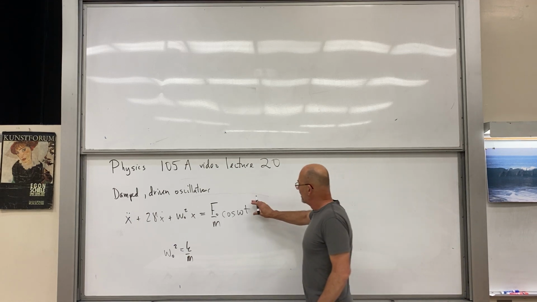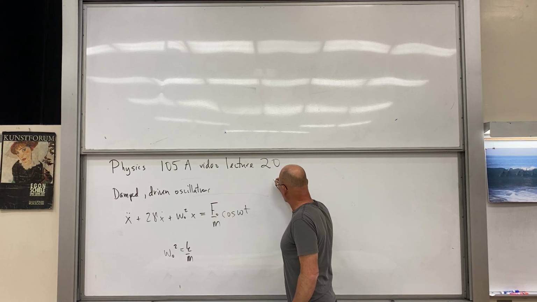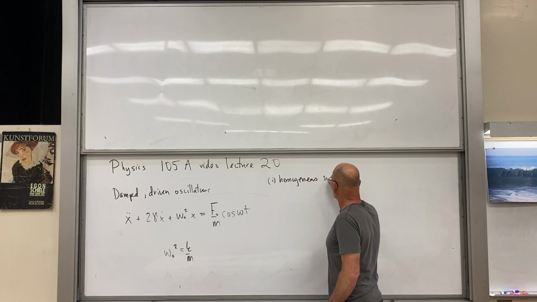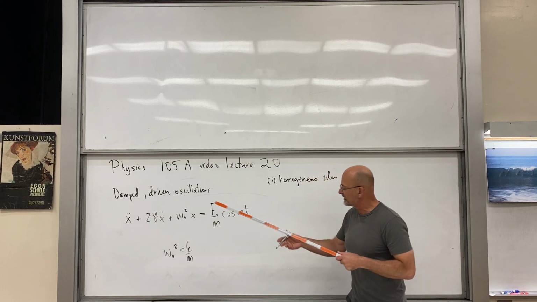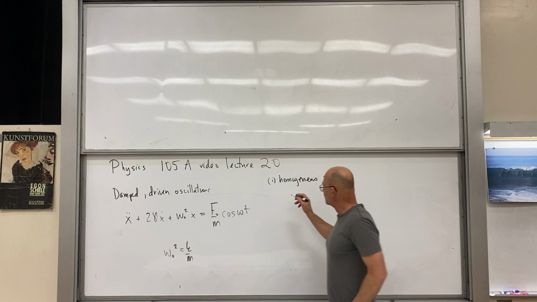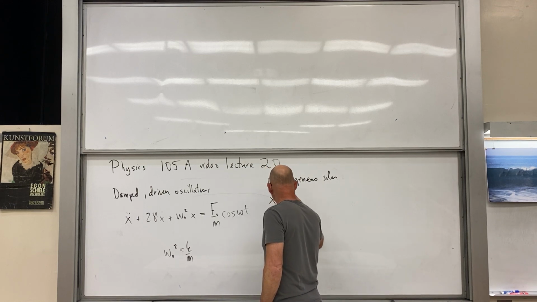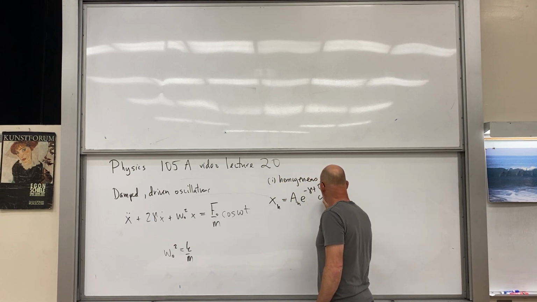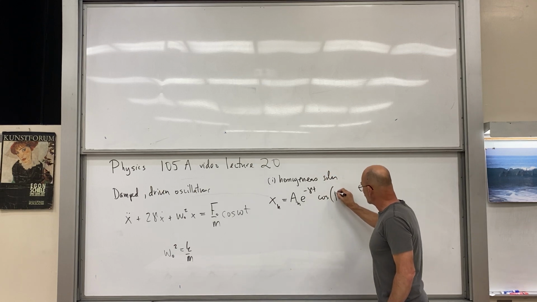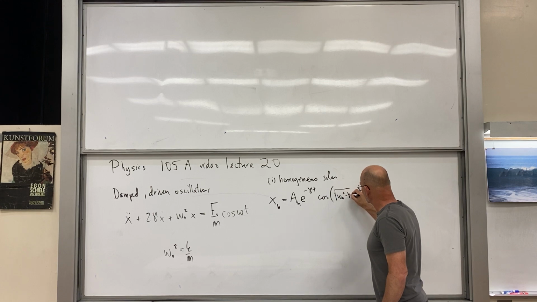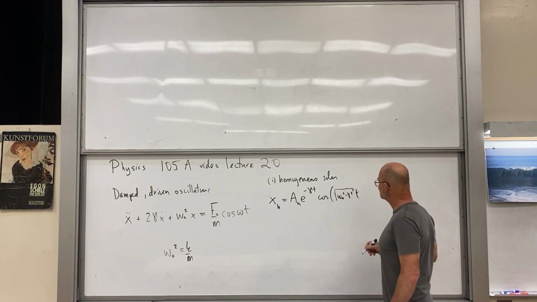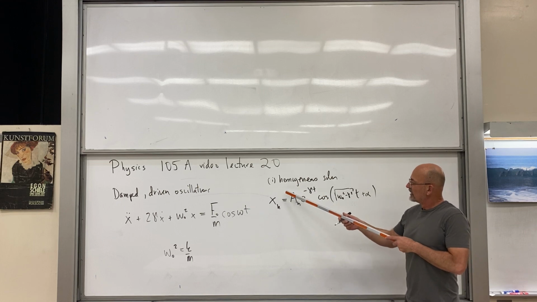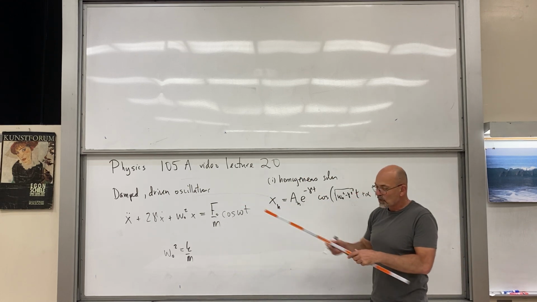Then we found a homogeneous solution. So the solution to the problem where the right side is just equal to 0, we have discovered to be, we'll call it x sub h, equal to A sub h e to the minus gamma t cosine of root omega naught squared minus gamma squared t plus some phase. Okay. For the homogeneous equation.